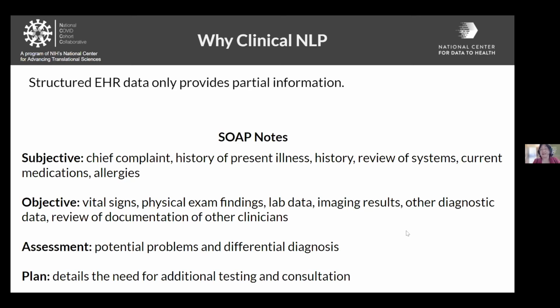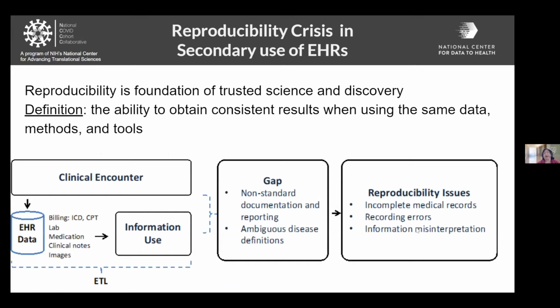So it's so important to have clinical NLP, so that we can get clinical information out of the unstructured EHR data and have more comprehensive information about the patient encounter. This has become even more crucial. Some of the reproducibility issues we face in clinical research and predictive modeling are due to the fact that a significant amount of information about clinical encounters is not truly utilized. There are gaps due to non-standard documentation and reporting, and in disease and differential diagnosis. And most of the time, diagnosis codes are used for billing purposes, so the diagnosis may not even be a true diagnosis.